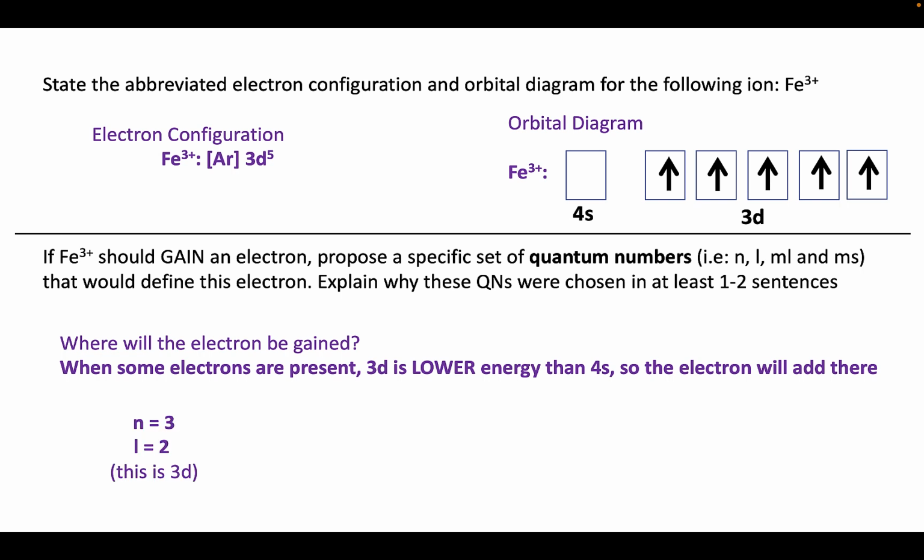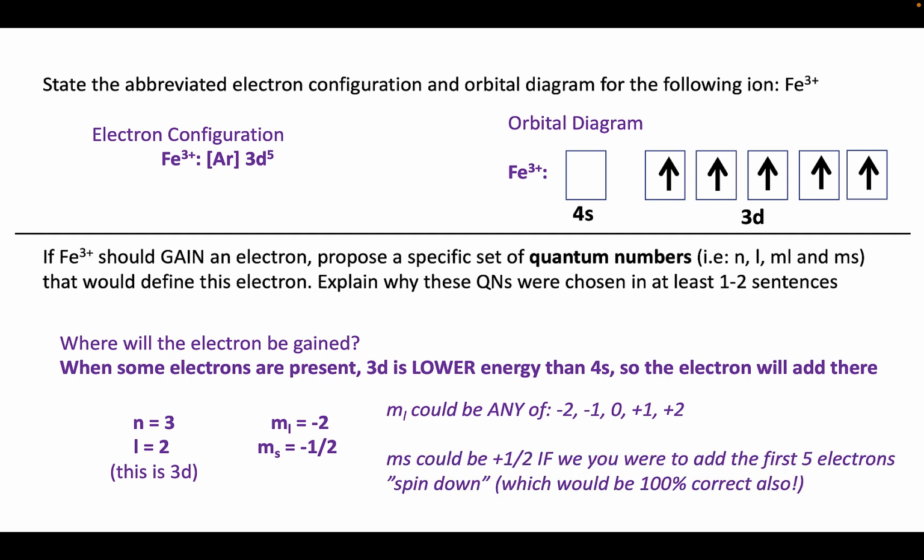If we're going to go with 3d, n equals 3, l equals 2, this defines 3d. If we have a different n and l value, it's going to be in a different orbital, different sublevel. For ml and ms, I've chosen ml equals -2 and ms equals -1/2. Note that for ml, if we're going to add into 3d, we actually have 5 options which represent the 5 different orbitals within this 3d sublevel. That would be -2, -1, 0, +1, and +2. Those 5 numbers represent the 5 different spaces in the 3d sublevel.